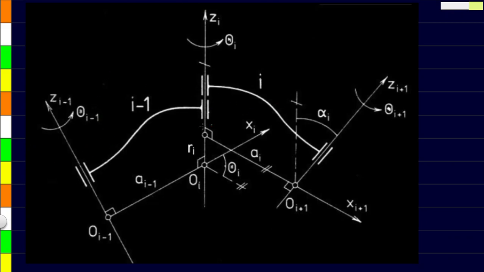These are two links, okay. See, the last two links have been given here, okay. Link number i is the last link, and link number i minus 1 is the previous link, right?